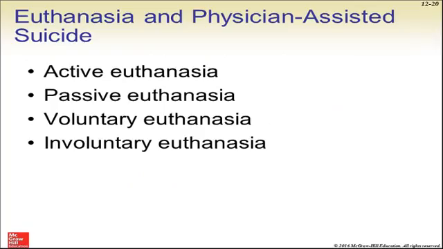Another issue that comes up when we're thinking of death and dying is euthanasia or physician-assisted suicide. There are actually 4 different types. Your book goes through all 4 quite nicely. The one I want to focus on for your quiz is passive euthanasia. An example of passive euthanasia is a patient asks a doctor, "Can you help me die in peace?" The doctor agrees to withhold medical treatment for the patient. That would be an example of passive euthanasia.